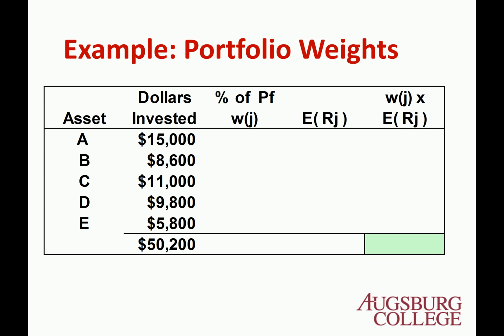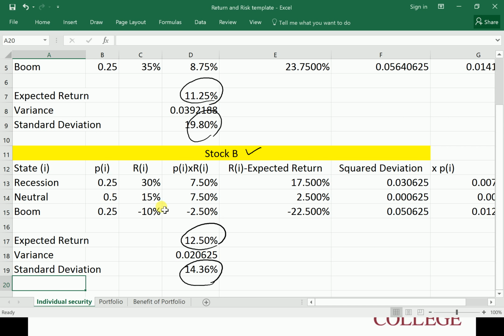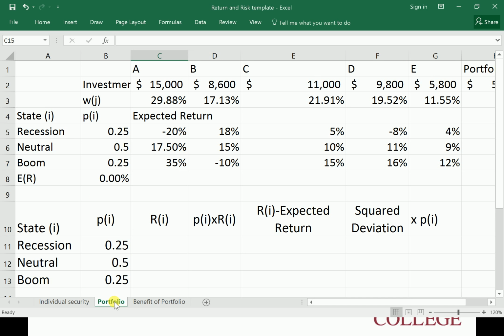So how to find the portfolio weight? Again, let's go to the next spreadsheet here. I already calculated, so let's just delete again and see how to find the weight in each investment from stock A to D.